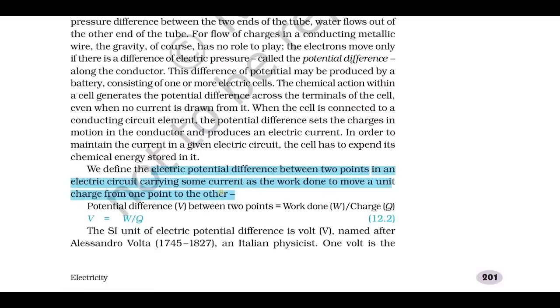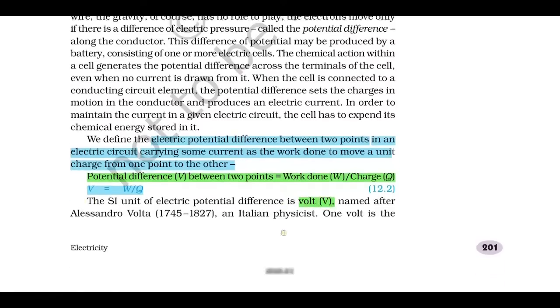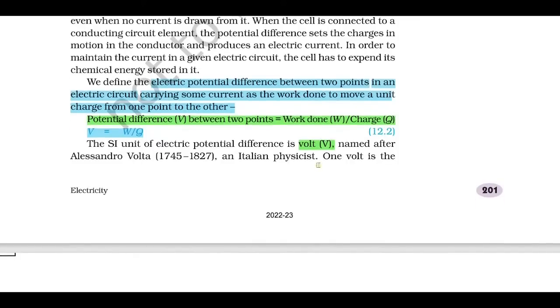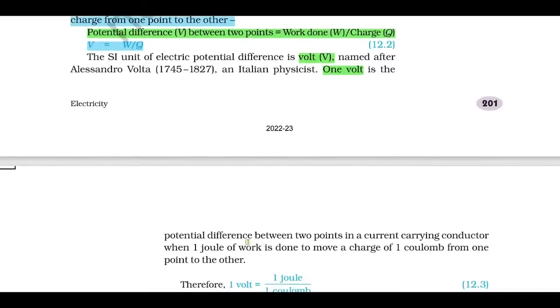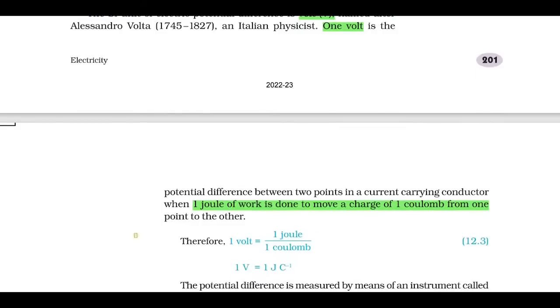Potential difference is expressed by V equals what? W by Q, work done by charge. The SI unit of potential difference is volt. And you can have a 1 mark definition. Define 1 volt. 1 volt is defined as 1 joule of work done to move a charge of 1 coulomb from one point to another point.